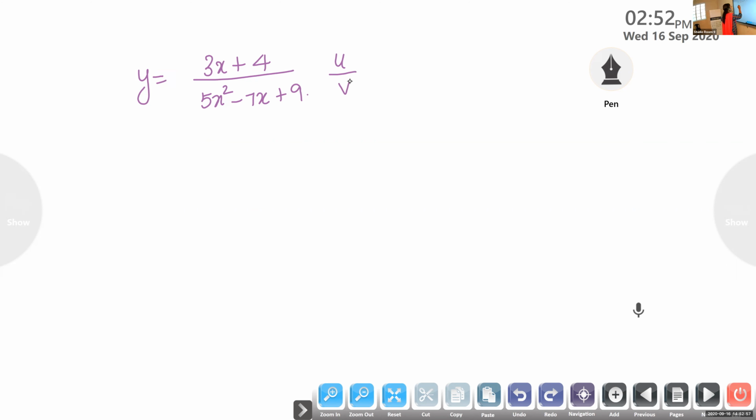So what is u here? U is 3x plus 4. V is 5x square minus 7x plus 9. So I am going to find what is u dash. What is u dash? Dia, can you give what is u dash? U dash means derivative of u, derivative of 3x plus 4. Dia, can you give the derivative of 3x plus 4?